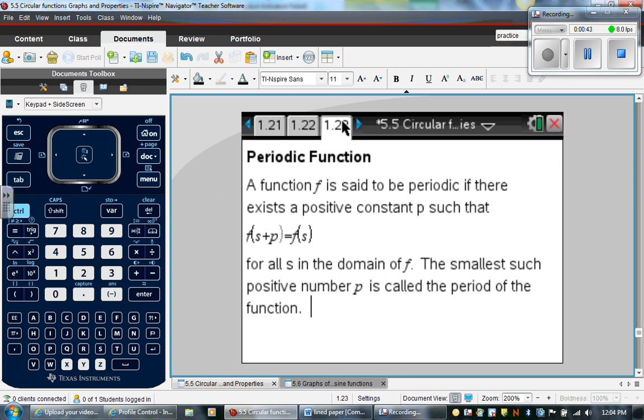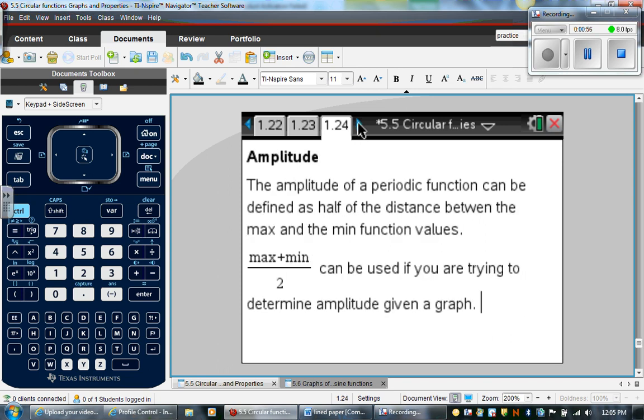So things in life that are periodic are the phases of the moon or tides. All of these things are periodic. Okay? Amplitude is another issue that we need to talk about. The amplitude of a periodic function can be defined as half the distance between the maximum and the minimum.